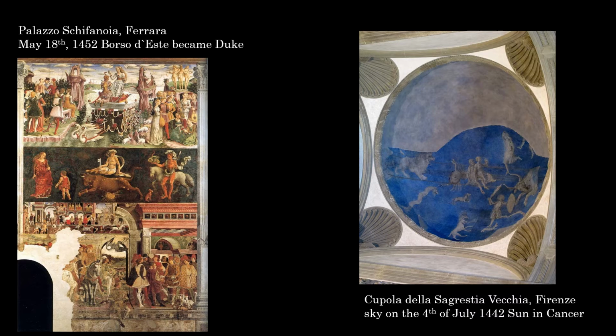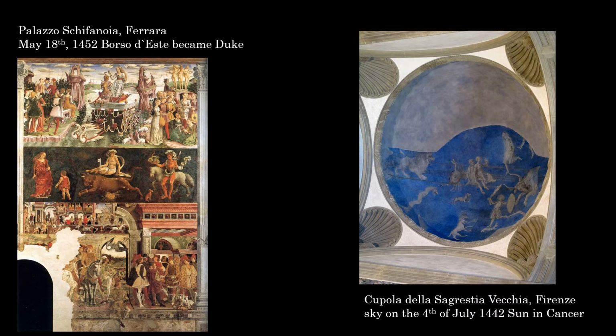Here we have the Palazzo Schifanoia in Ferrara, which is basically a whole room. This huge room is painted all over the four walls with the zodiacal interpretation, with the decans and scenes from the seasonal change and the life of the court at the time. And especially this painting is made with the disposition of the stars and the zodiacal references exactly as you would look at the sky on May 18th, 1452.